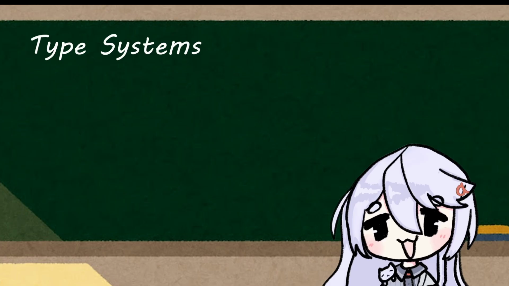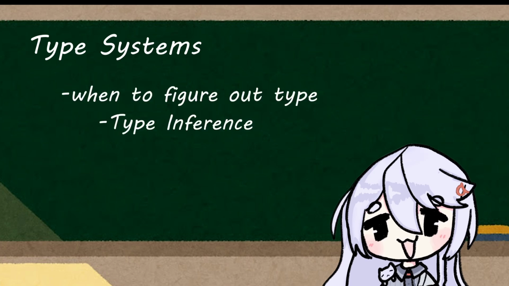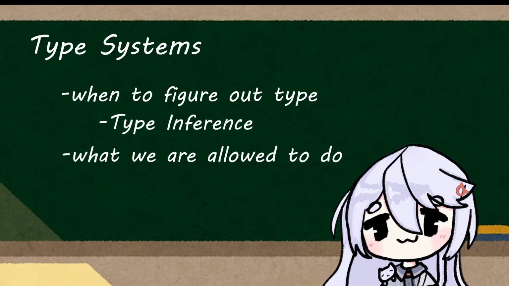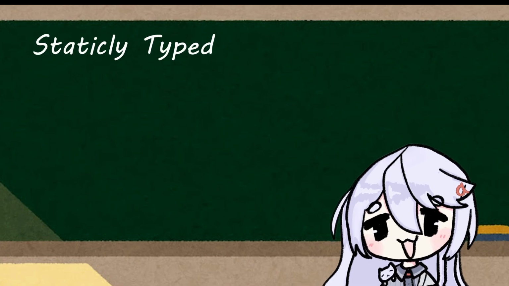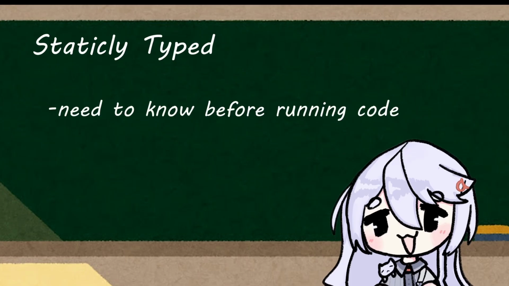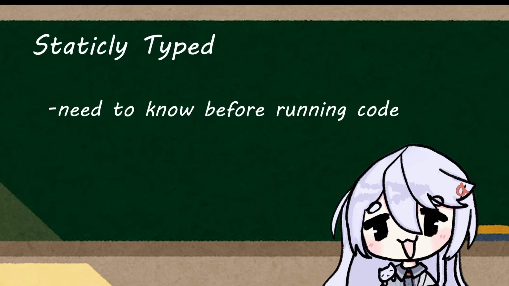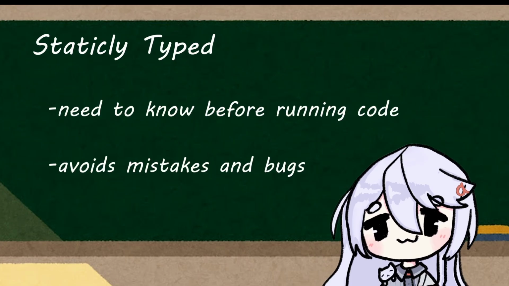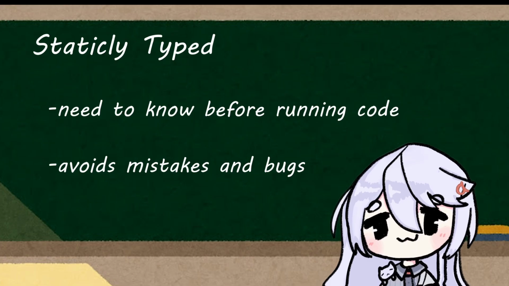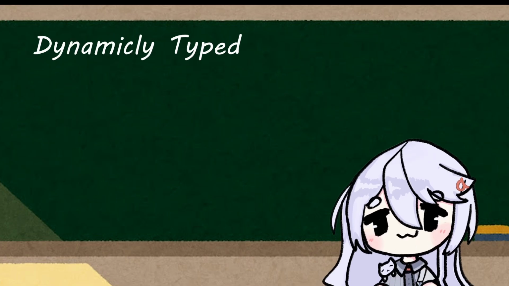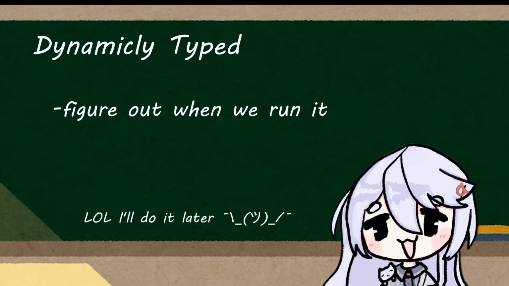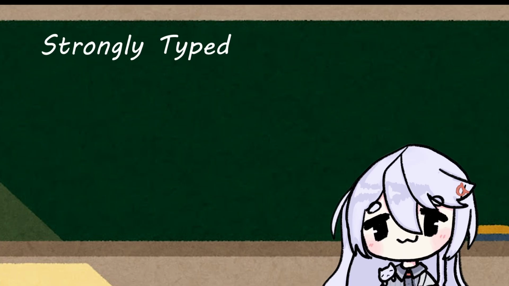Type systems. In order to use data, we need to understand when to figure out the type of data and what we're allowed to do with that data. Statically typed languages need to know the type before you're allowed to run anything. This avoids making mistakes. Dynamically typed languages don't need you to do this. We'll figure out what you mean when we get there.